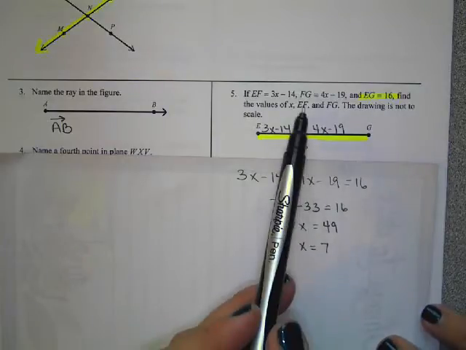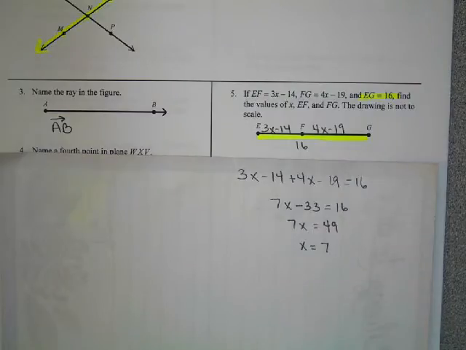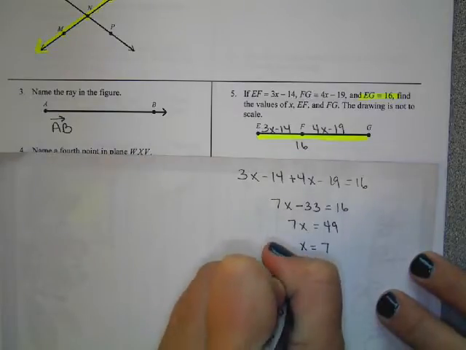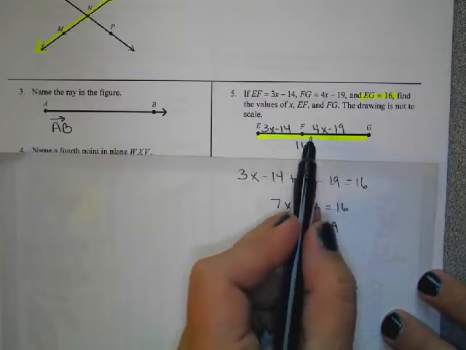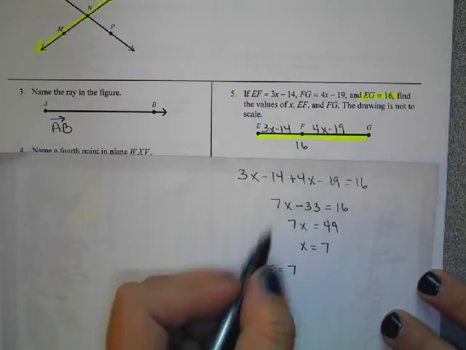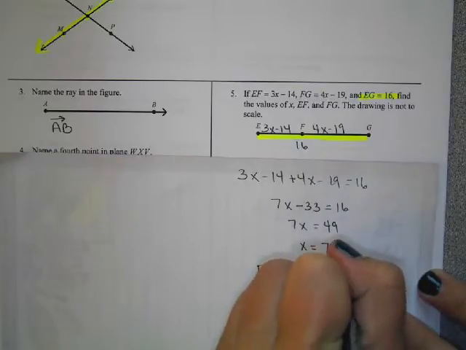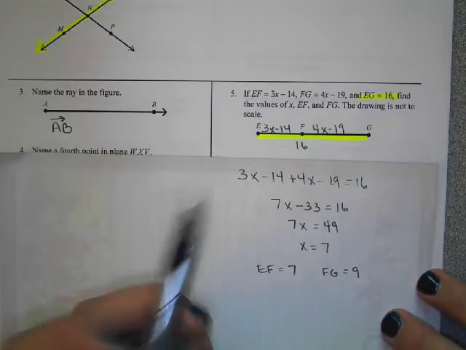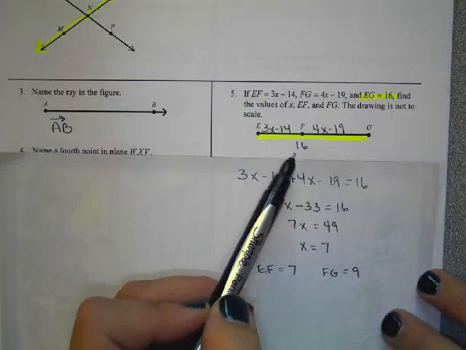We want EF. So 3 times 7 is 21 minus 14. So EF is 7. And then FG would simply be 4 times 7 minus 19, or 28 minus 19. So FG would be 9. So unless F is a midpoint, you cannot set these equal to each other. So since they gave us the entire length, combine them.